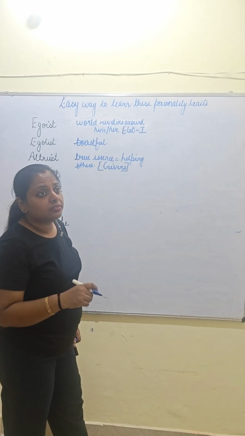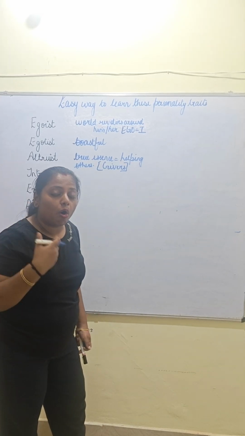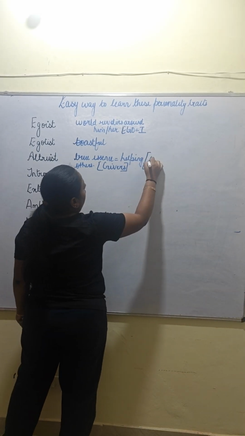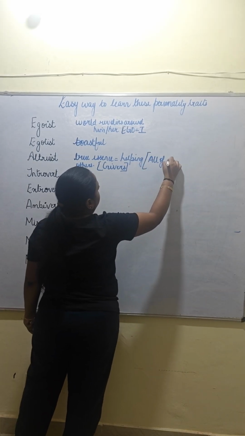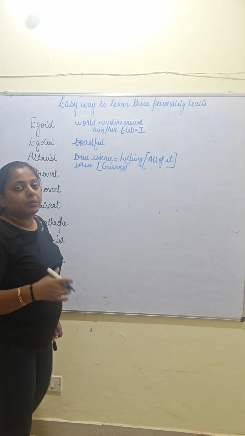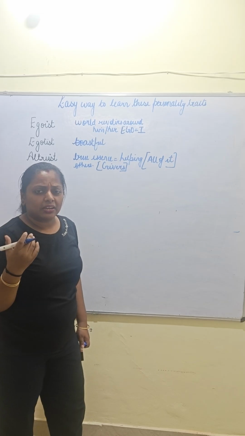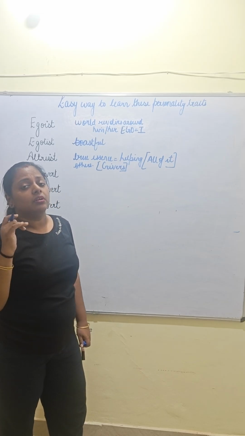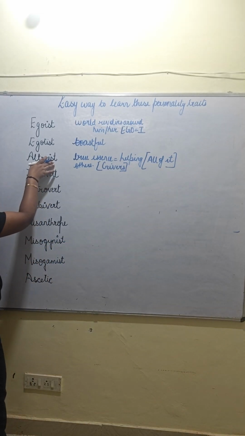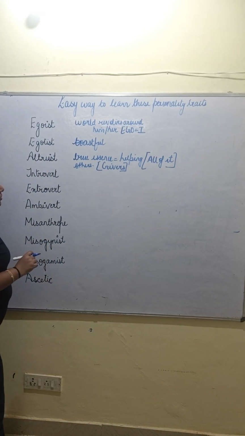And how will you learn this? They are ready to give everything, all they have. From all of it you can learn the word altruist. People who are ready to give in charity, they are ready to help others. So such people are called altruist.